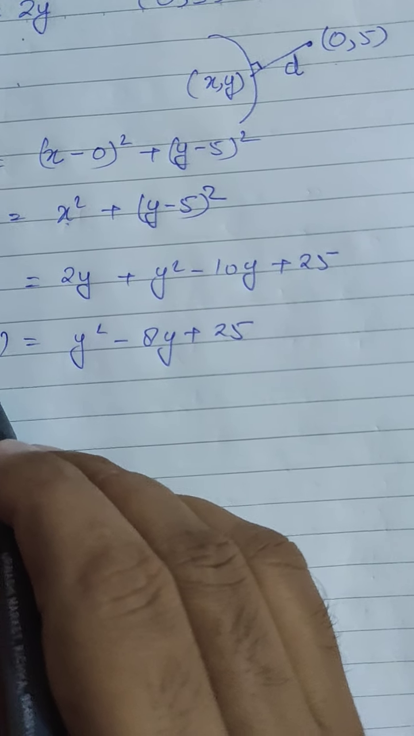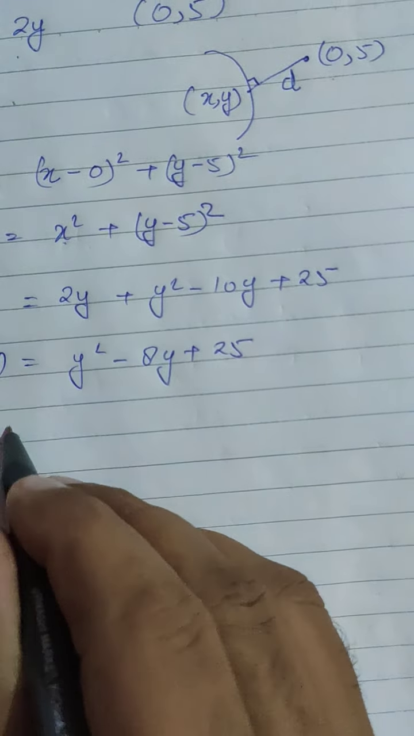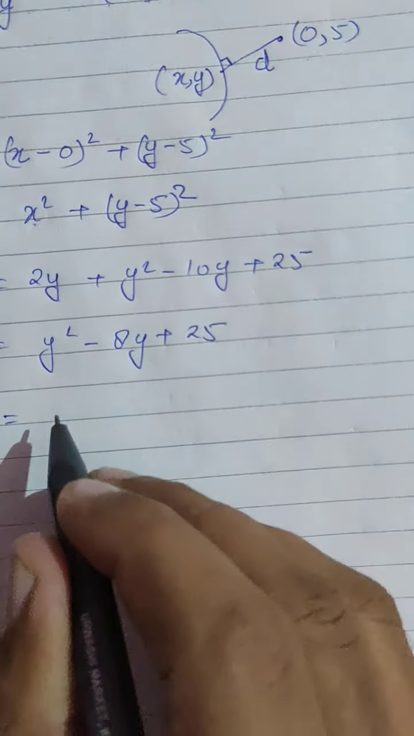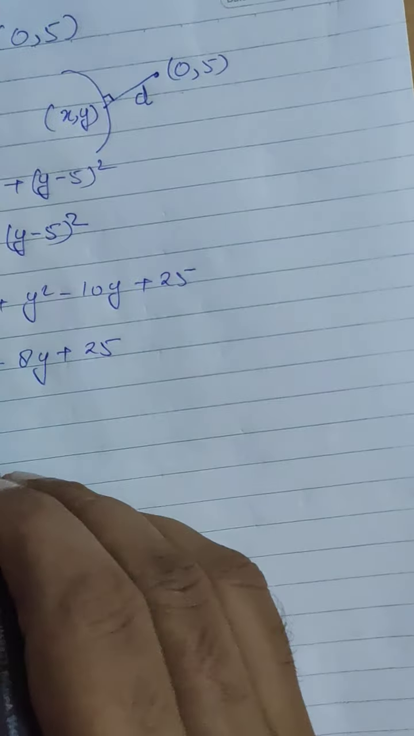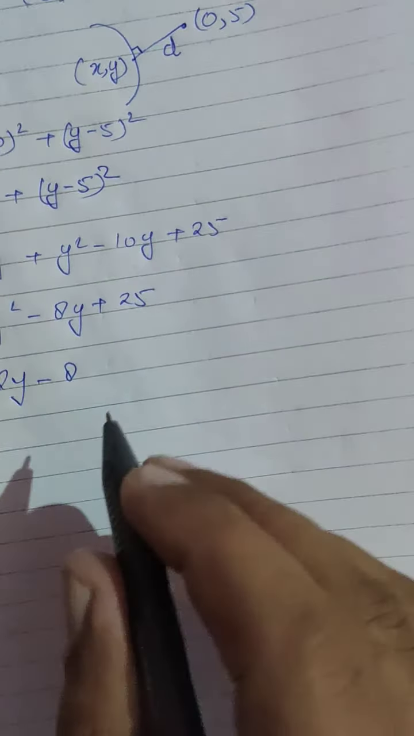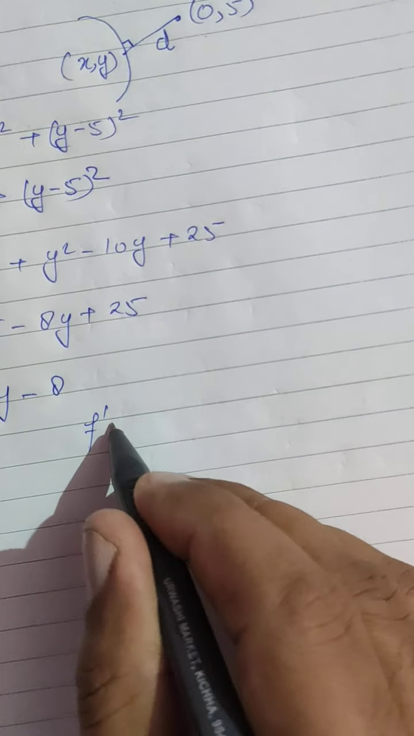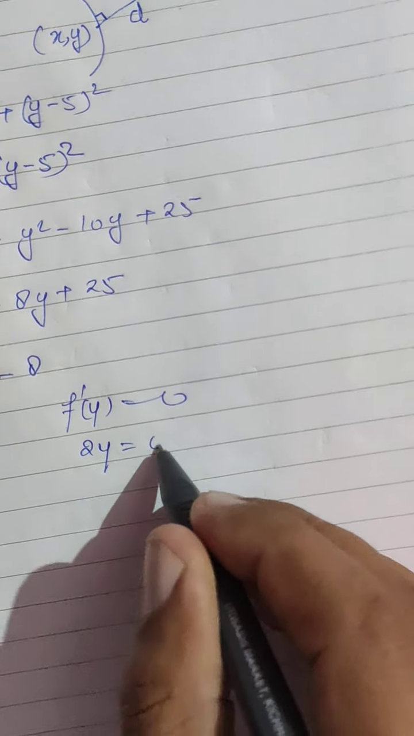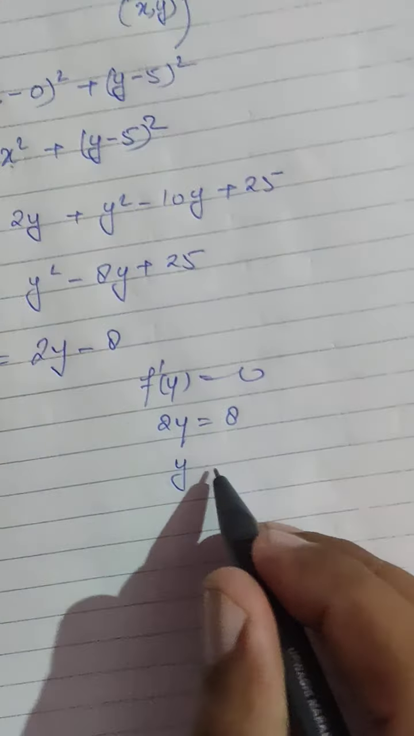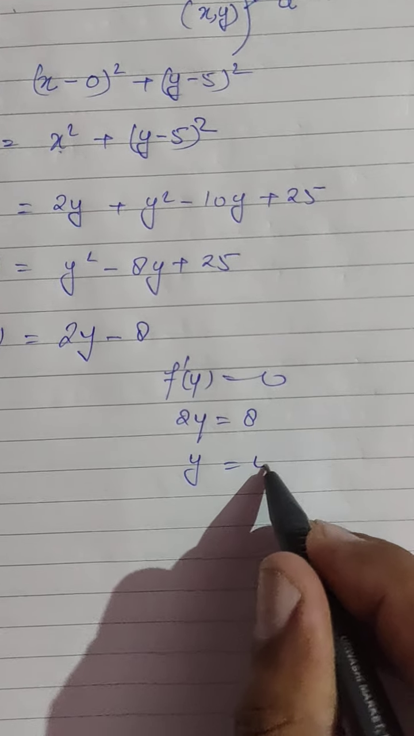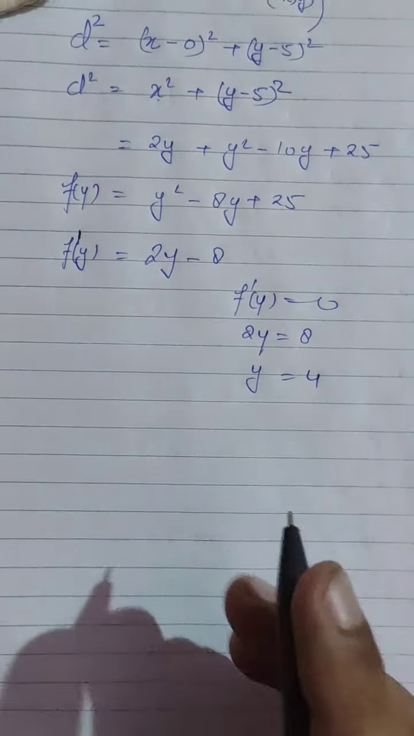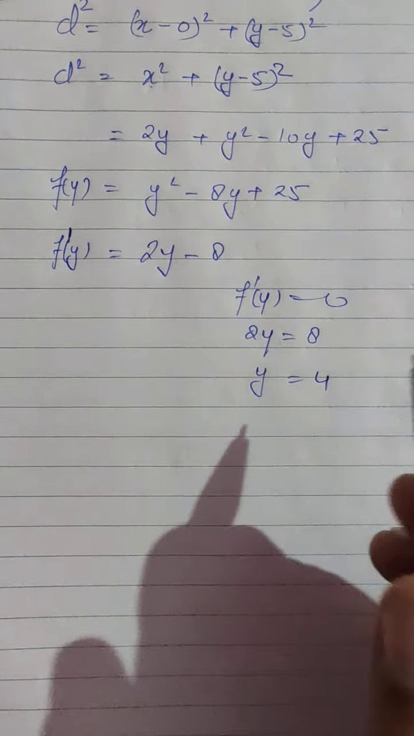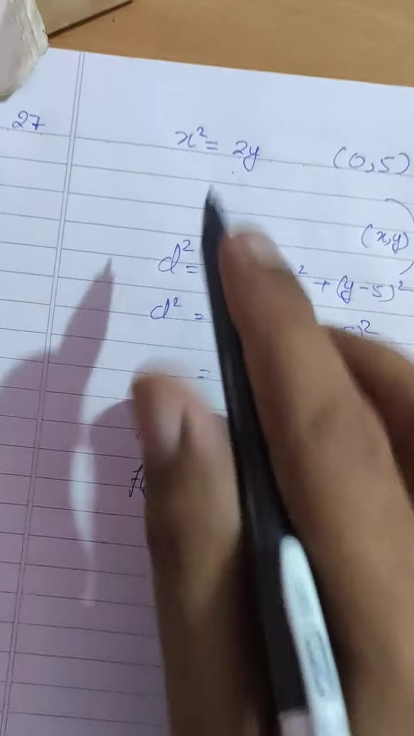F dash y, first derivative of this will give us the condition. 2y minus 8. F dash y must be equal to 0, that is 2y must be equal to 8, or y will be equal to 4. We have got the value of y. Y value we are going to put into the curve.